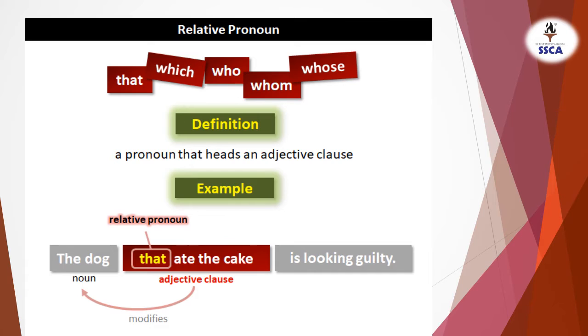That is relating with the dog as well. It is telling us it is the same dog. So basically, it is referring to something that is mentioned earlier, for example, dog, and it is also joining the two sentences. So this is how our relative pronoun works. Let's move forward to take some more examples to understand it better.